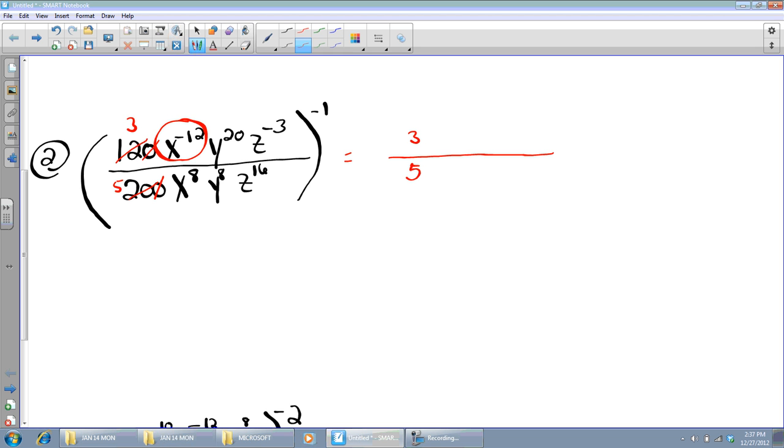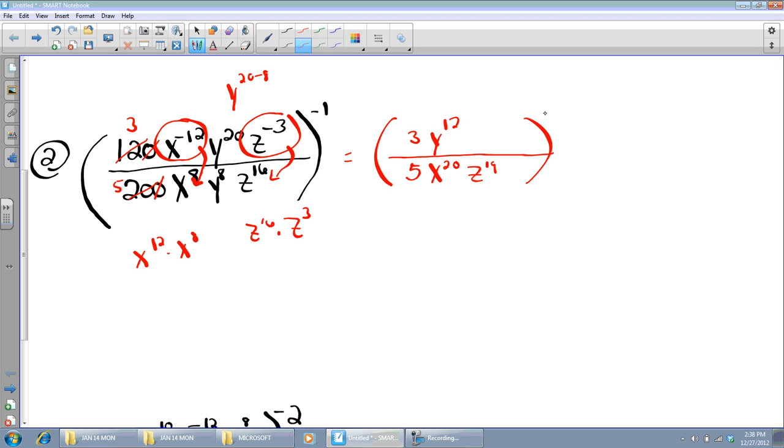This guy here is going downstairs. So I'm going to have an x to the 12th times an x to the 8th, which is an x to the 20th. Here, I'm going to have a y to the 20 minus 8th power, which is a y to the 12th. This guy is going down, and so I have a z to the 16 times a z cubed, so it'll be a z to the 19th in my denominator.